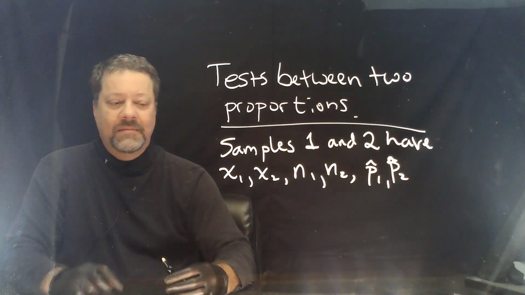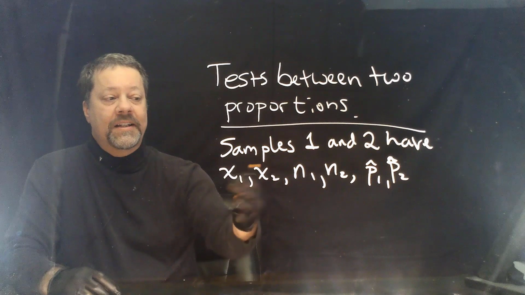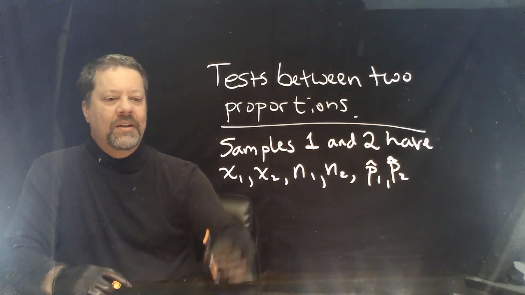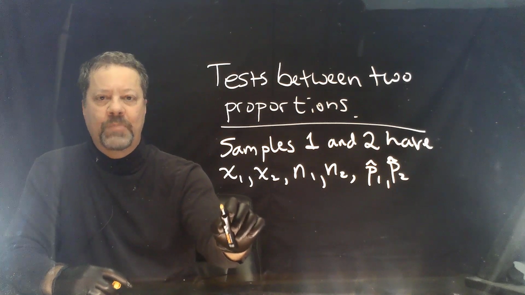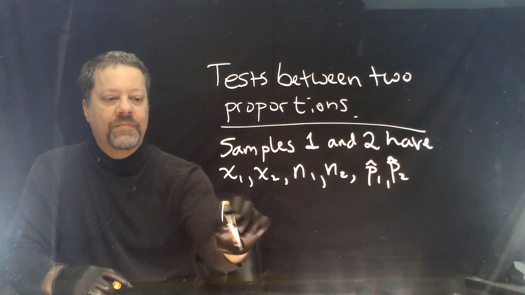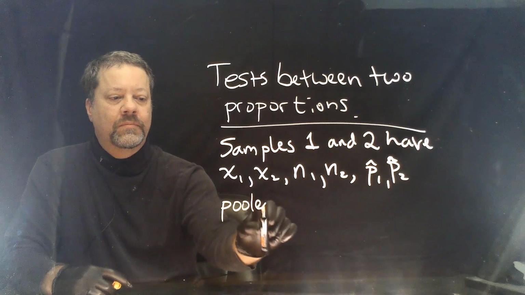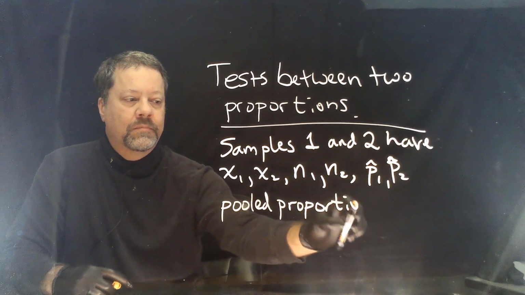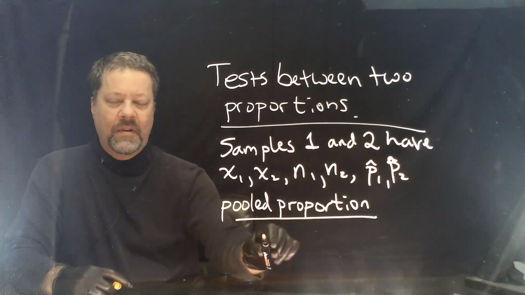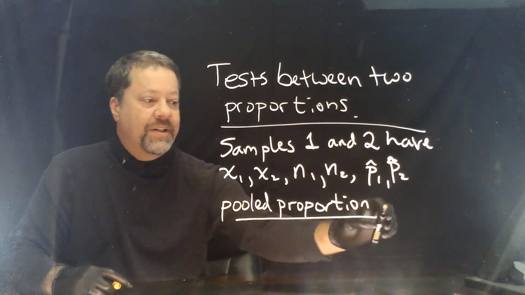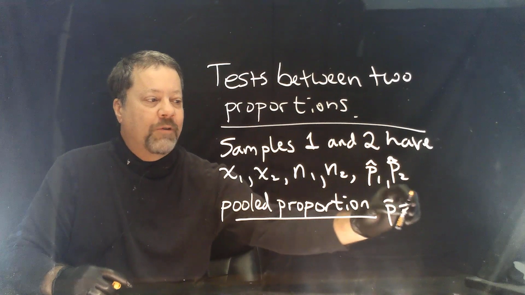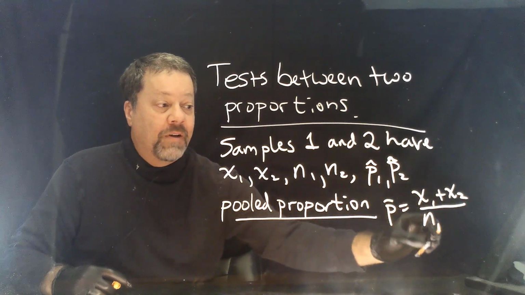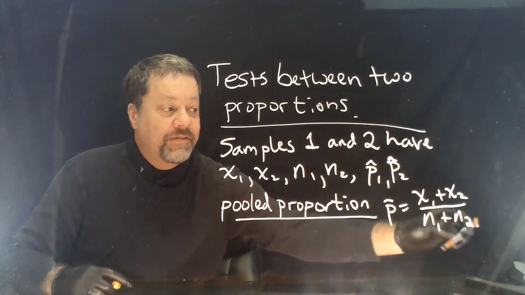At the outset, we have no reason to believe that there is a difference between these proportions until we can demonstrate otherwise. So we will calculate what is called a pooled proportion. The pooled proportion will be denoted by P bar, and it will be all of the successes divided by all of the sample size from both samples.